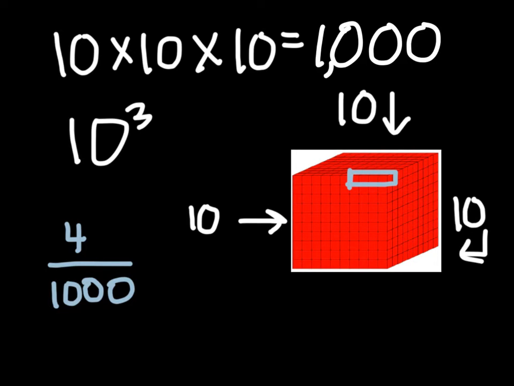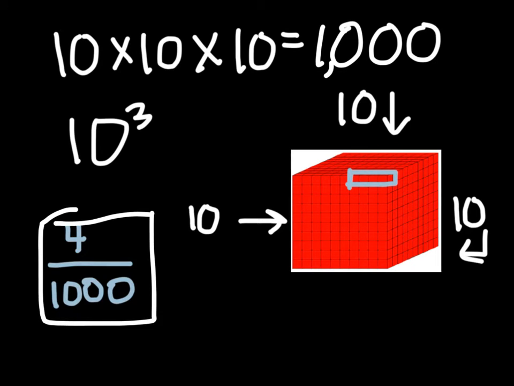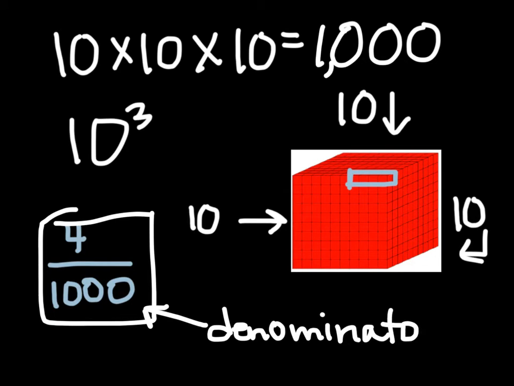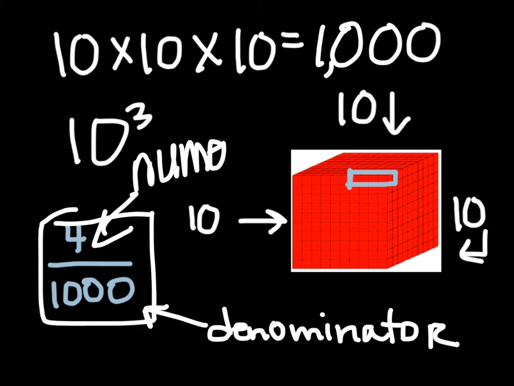So if we were going to write this section of our cube as a number, we would say that that would be 4 pieces out of 1,000. And just a quick reminder, our 1,000 is our denominator, and our 4 is our numerator, because I will be using those vocabulary words as we continue on.